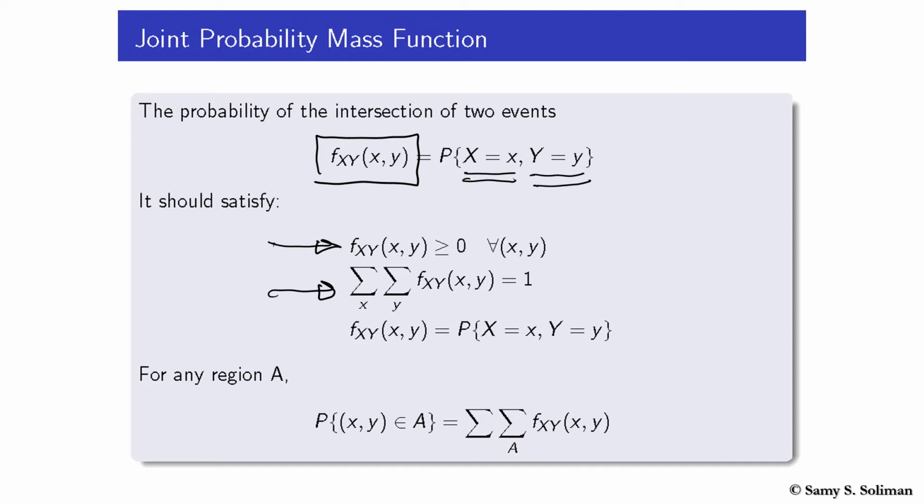Finally, the last point, which is not really a condition but more like the definition of the joint probability mass function, is that it is the probability that the first random variable takes a specific value and simultaneously the second random variable takes a specific value.